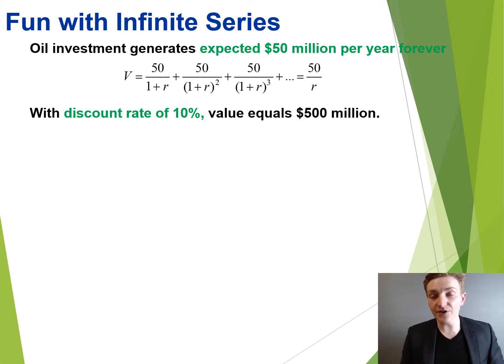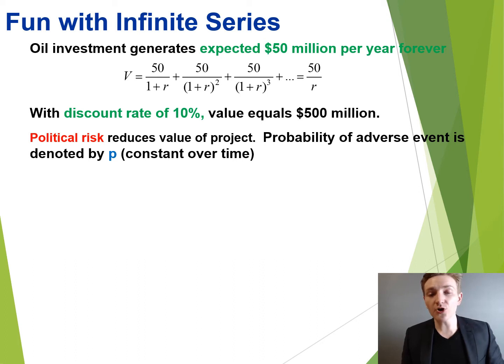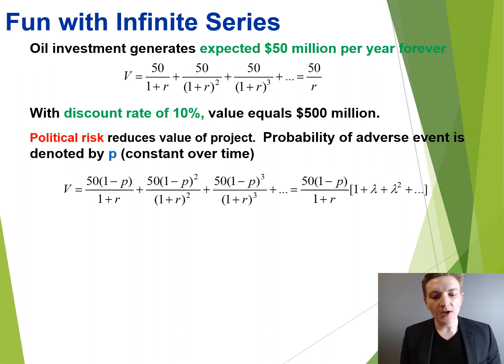But so far we haven't incorporated any risk of expropriation. Now suppose we've got expropriation risk, and there's political risk which reduces the value of the project. And the probability of that risk occurring is with probability p. And for example, say it's constant over time. So we've got a constant risk of expropriation, for example. So in that case, what we'd end up with is a valuation that would look as follows.